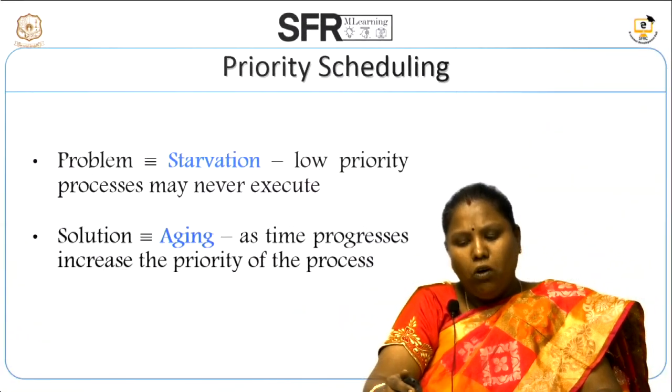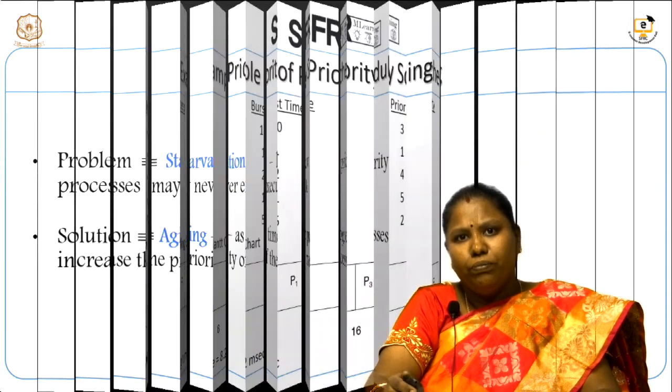The problem of the priority scheduling algorithm is starvation. A lower priority process may sometimes never execute. A solution for that is aging. Aging is a technique which gradually increases the priority of a waiting process. This is one of the techniques to solve the starvation problem.